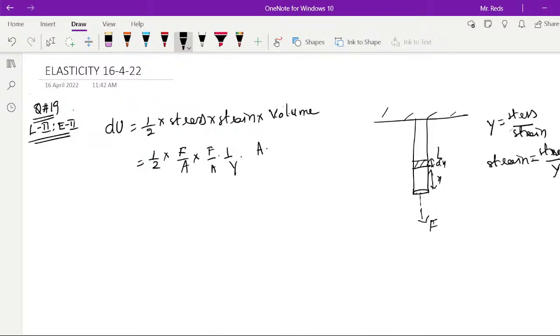Volume can be expressed as A into the length of this element, which is x. This you have to consider. Now, if you further simplify this, one A you can cancel out. This is stress by Y, and so one A can cancel here, then it becomes half into F square by A into 1 by Y into x.